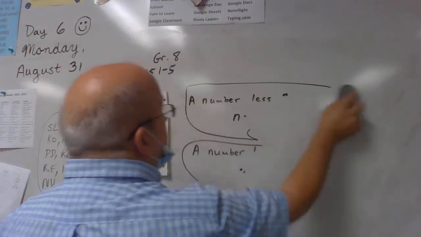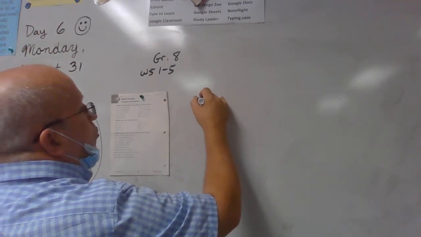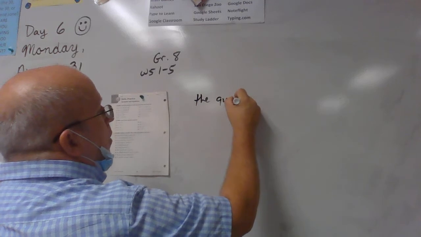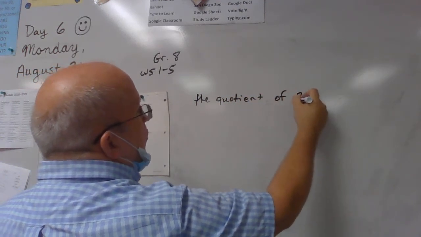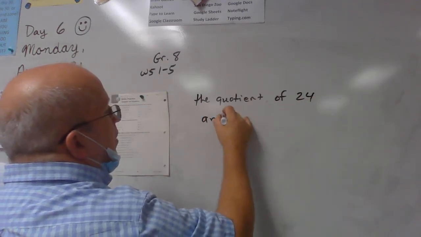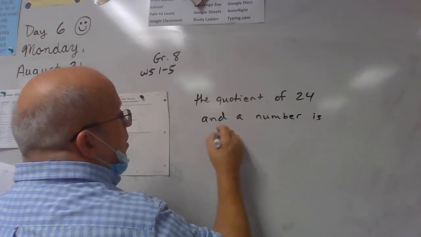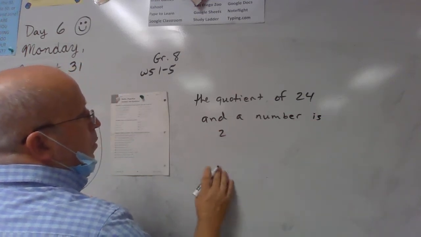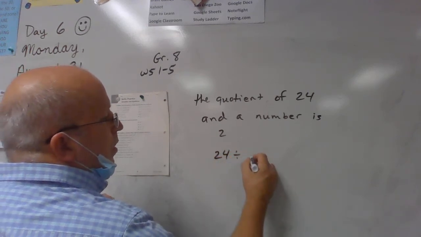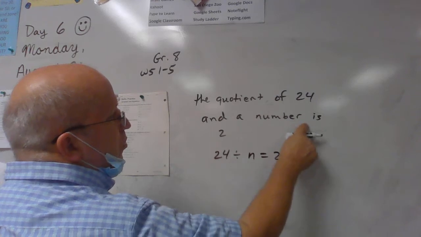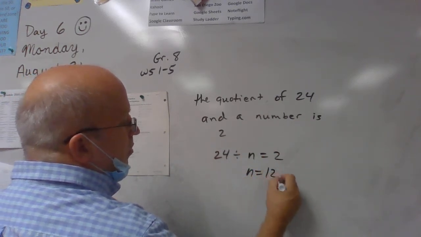Let's do one more. How about the quotient of 24 and a number is 2. What will we do with that? Well, that'll be 24. Quotient is a division problem. N equals 2 is 24 divided by n equals 2. And n, in this case, has to be the number 12.